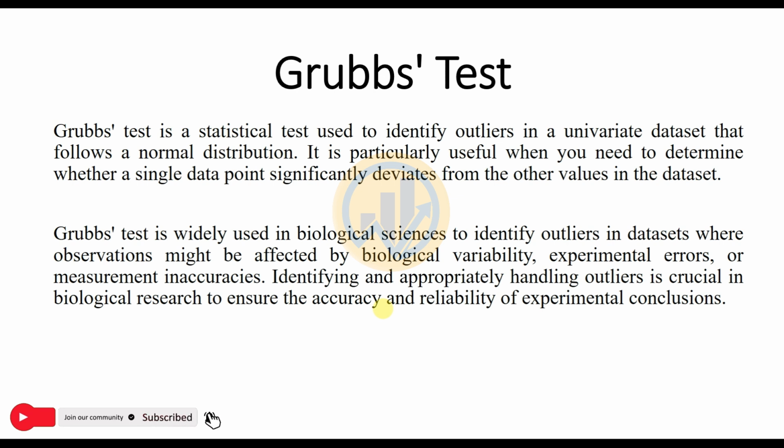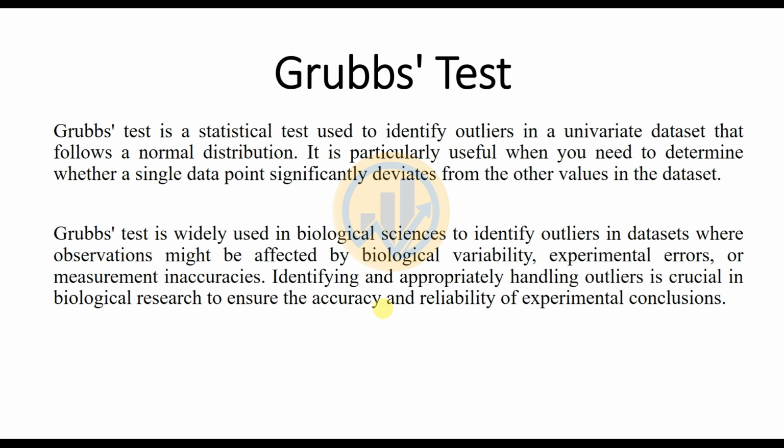Now we are going to discuss how to calculate a Grubbs test in OriginPro software. So what is the Grubbs test? The Grubbs test is a statistical test used for identifying an outlier in a univariate data set that follows a normal distribution. It is particularly useful when you need to determine whether a single data point significantly deviates from the other values in a data set.